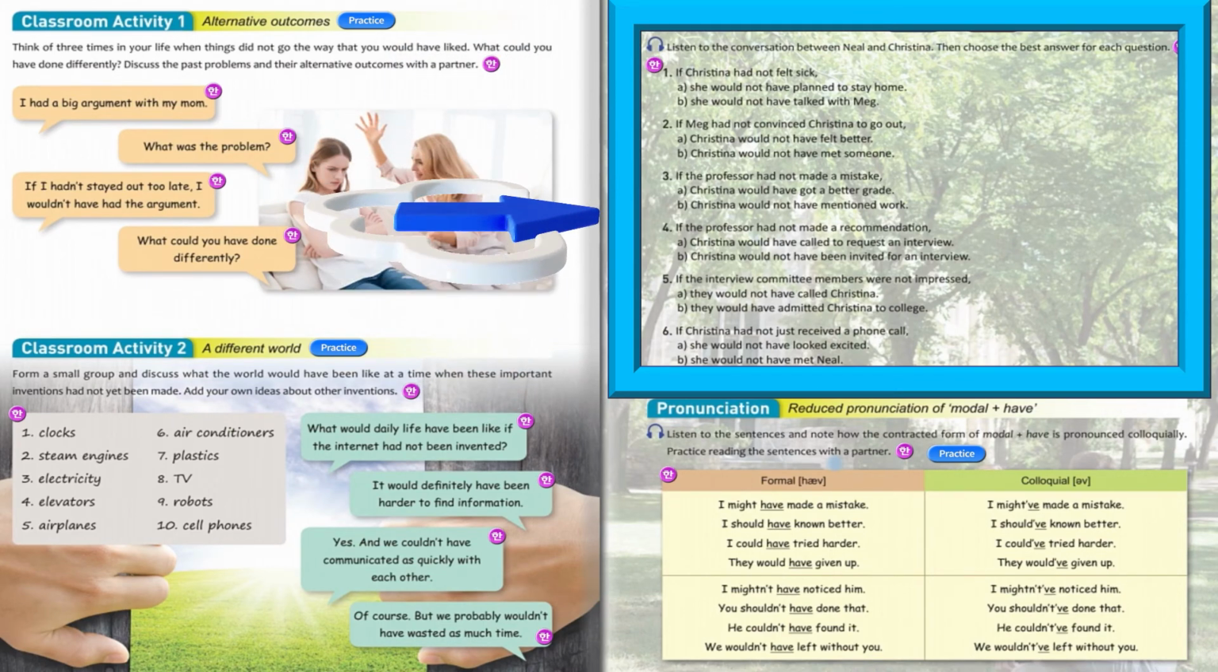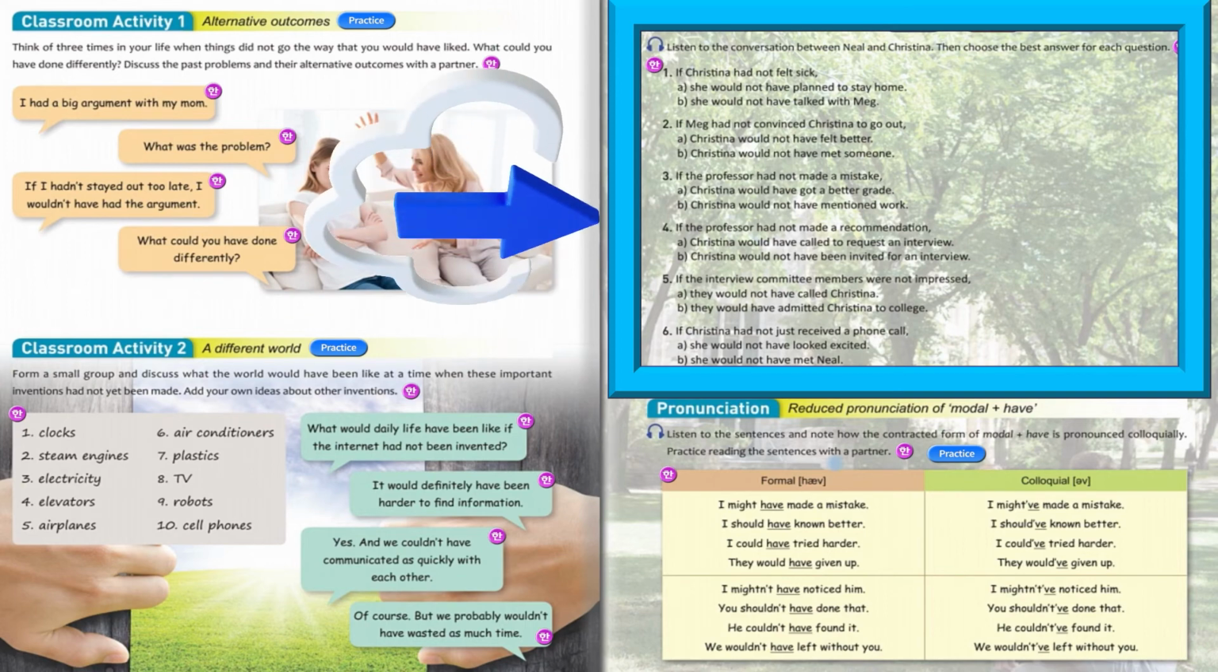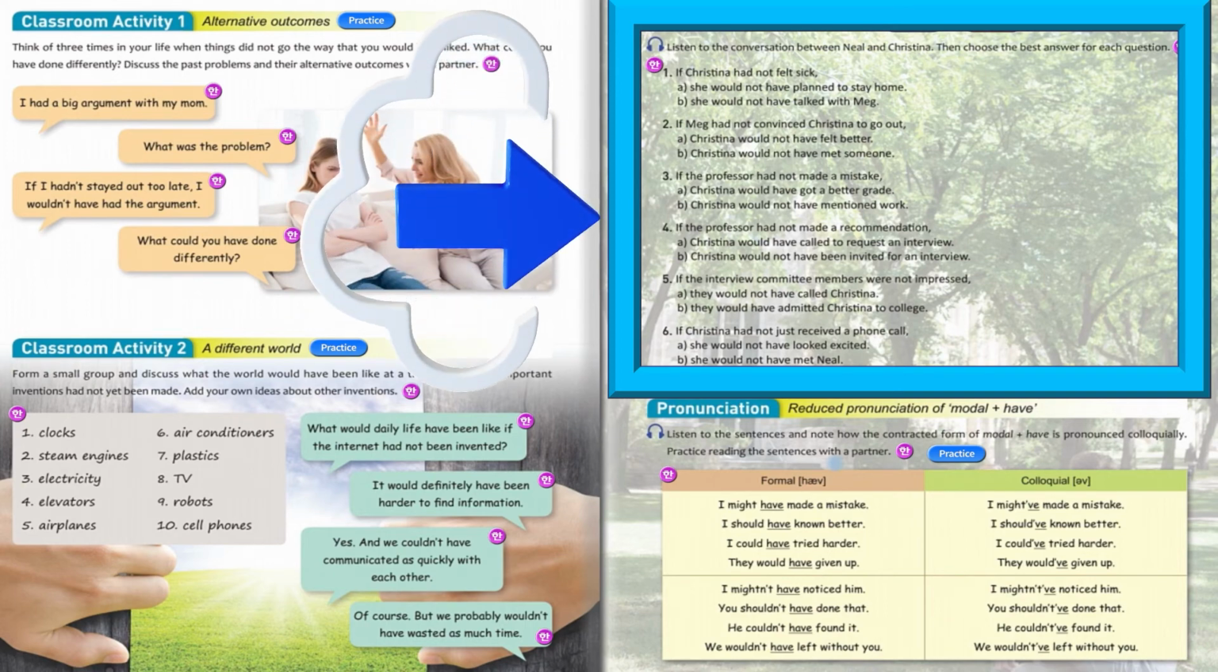So we are looking at Christina and Meg. Oh, quite a long dialogue. So I'll be Neil, and Christina, you be Christina. Yonghee, you be Christina.